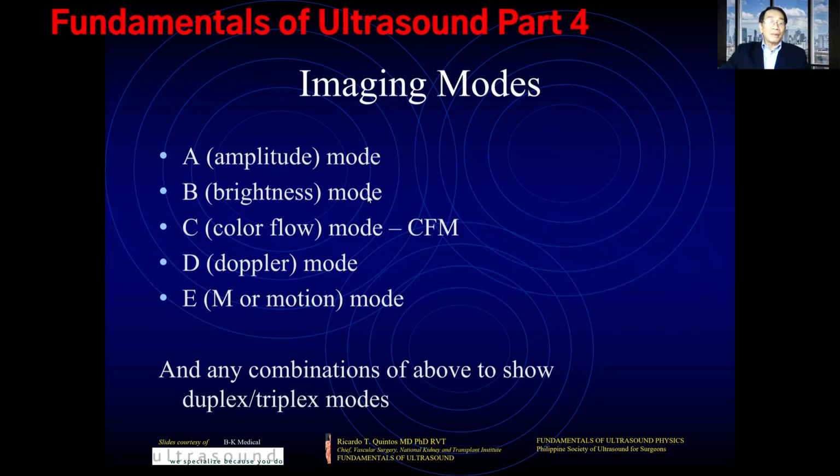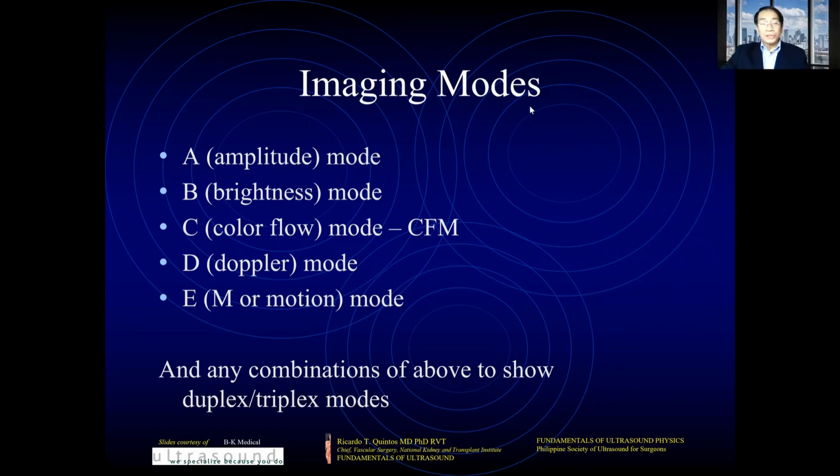So there are a few different kinds of imaging modes. You have your amplitude mode, you have your brightness mode, you have your color flow mode, you have your Doppler mode, and you have your M motion mode. And then any combinations of the above will lead to the terminology of either a duplex or a triplex ultrasound.